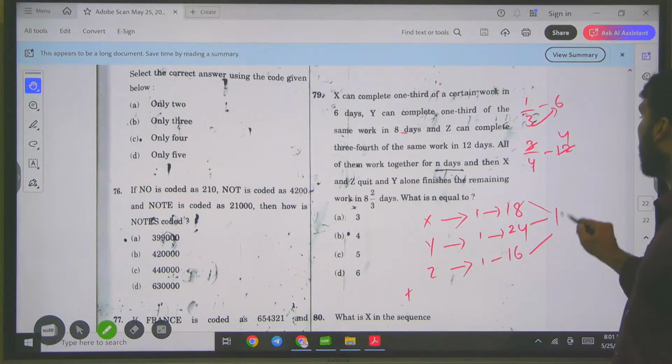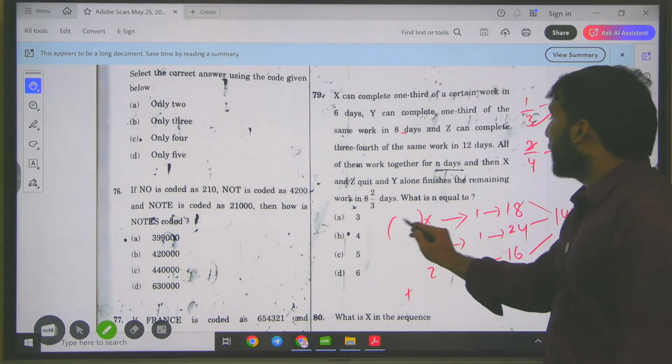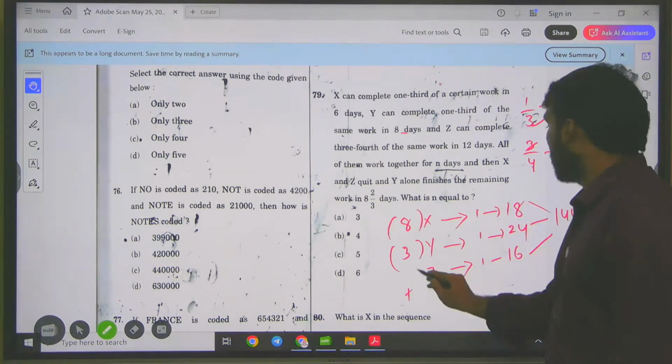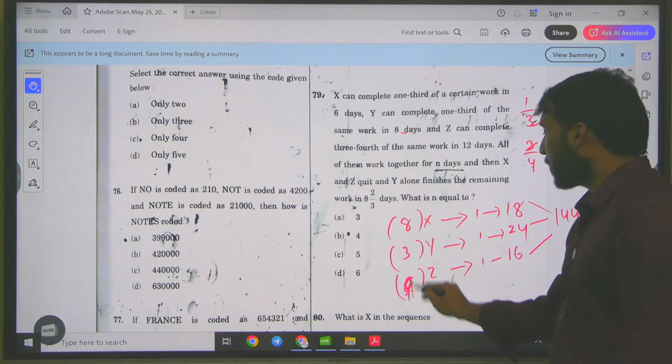72, 144 is the LCM. So here it will be 18, 18 fours, 18 eights are 144, 16 nines are 144. Okay.